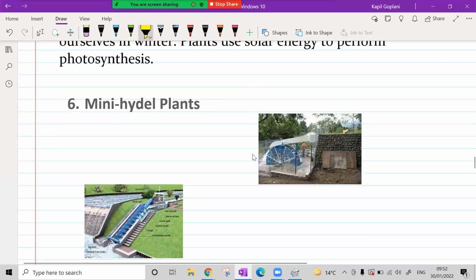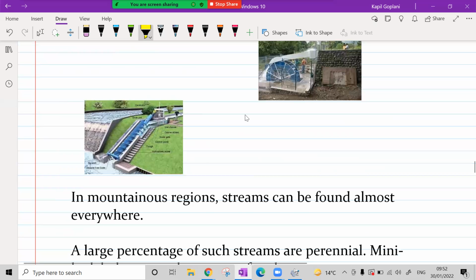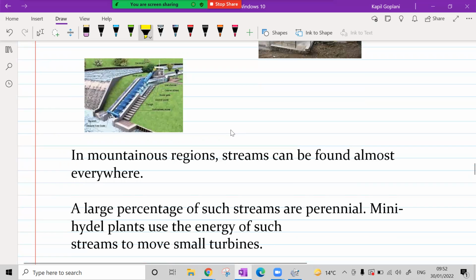Sixth is the mini hydel plant. Have you heard about this mini hydel plant, beta? Anyone? The image is being shown. Have you heard about this mini hydel plant? Anyone? Yes. See what happens in mountain regions when the streams are coming.